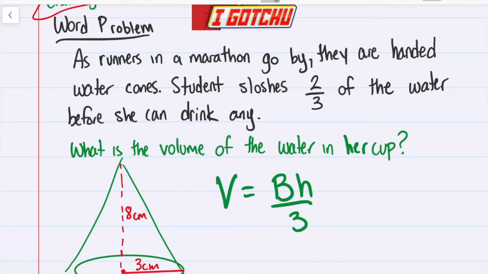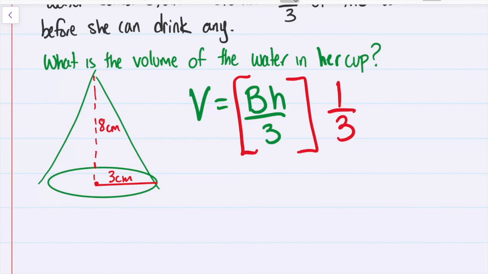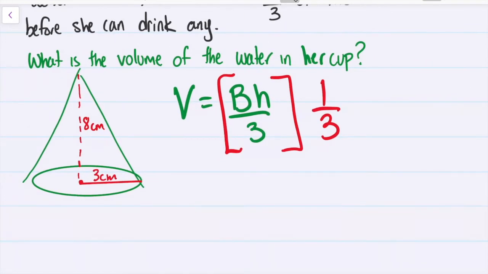Remember that 2/3 fell out? So what are we going to multiply this whole volume by, if we want to know what's left? If 2/3 fell, then we only have 1/3 left. So whatever you get as an answer, multiply it by 1/3, and that's your answer for the water left over. So now that we have our actual formula for this problem, let's get ready.